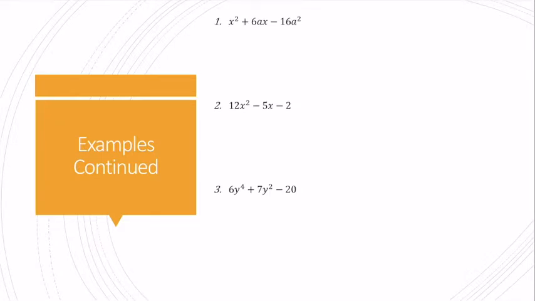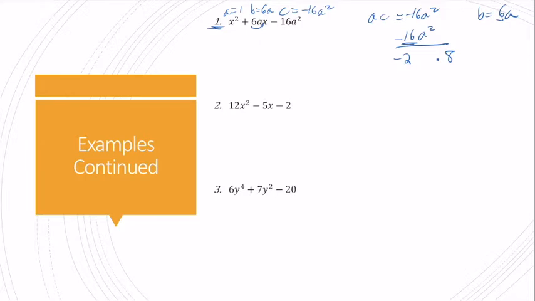All right, let's go ahead and label our ABCs for this first example here. A is 1, B is 6a, and C is negative 16a squared. So I need to find some factors of AC, which is negative 16a squared, that add up to B, which is 6a. So let's look at what are some factors of negative 16 that add up to 6. Well, we have negative 2 and 8, right? Negative 2 times 8 gives me negative 16. Add them together, I get 6. If I put an a after each of these, I would get negative 16a squared.